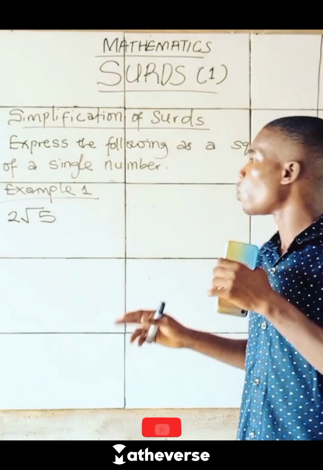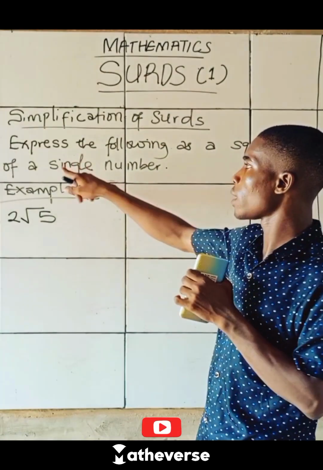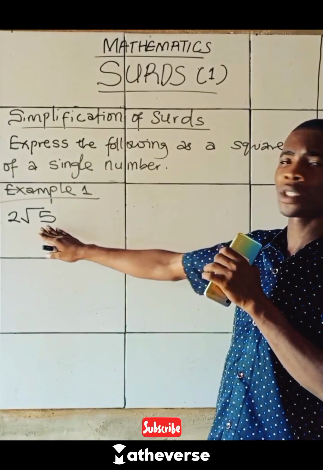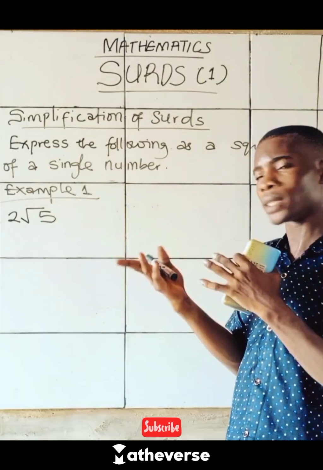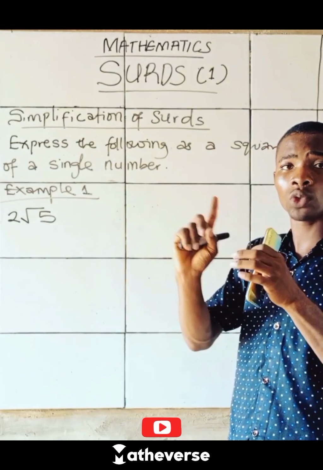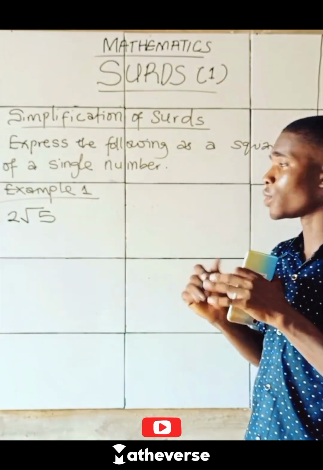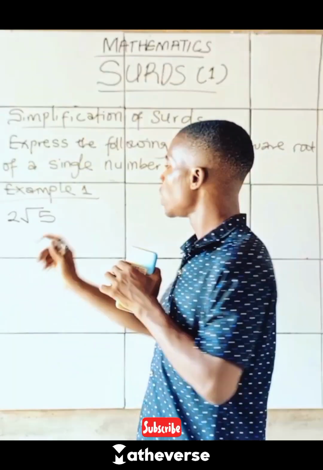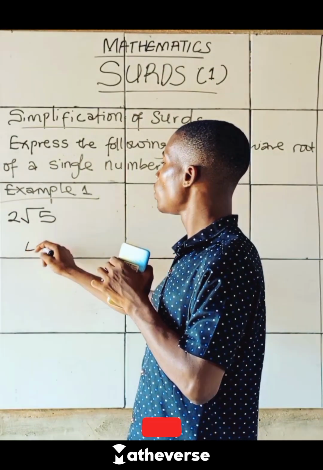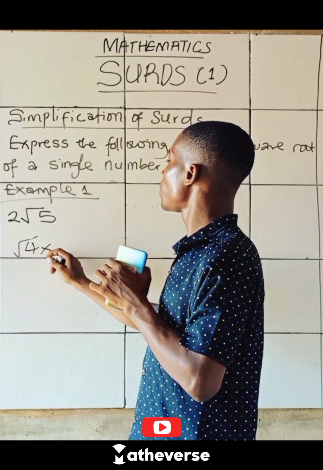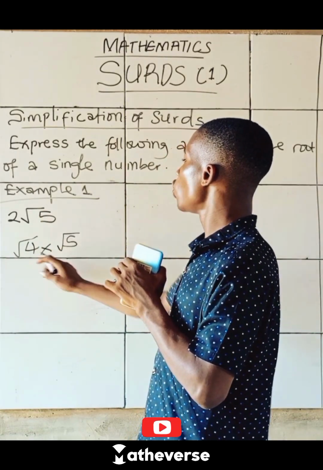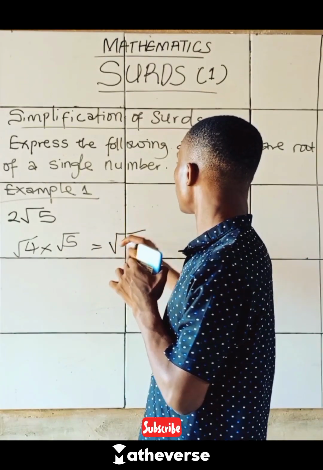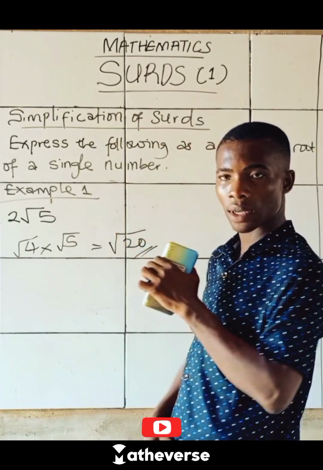Okay, now, what if you are given this kind of question? They say express the following as a square root of a single number. They give you 2 root 5, and they are telling you now to express it as a square root of a single number, just one single number under the square root symbol. This one is very easy. Now, you have to find the square of 2, which is 4. Then you put a square root on it, multiplied by the 5 you have there. So square root 4 times square root 5 will give you square root 20. That's our final answer. Very easy.